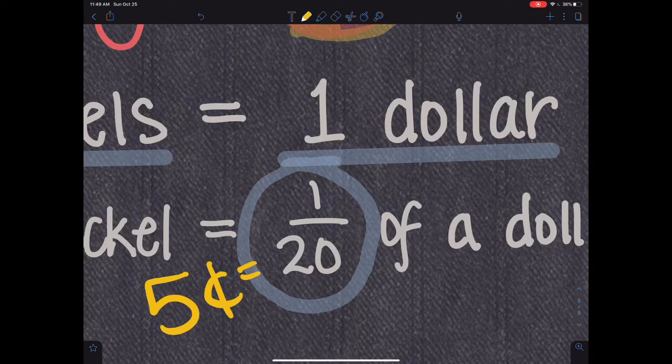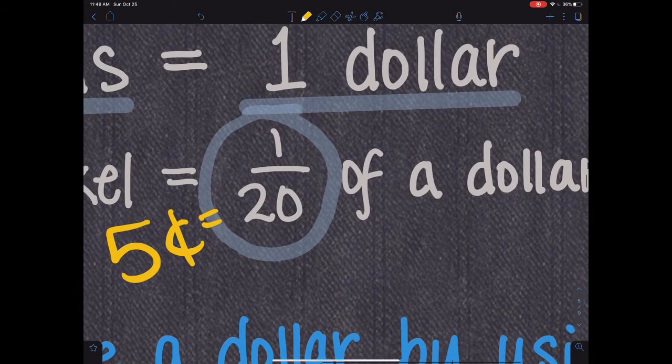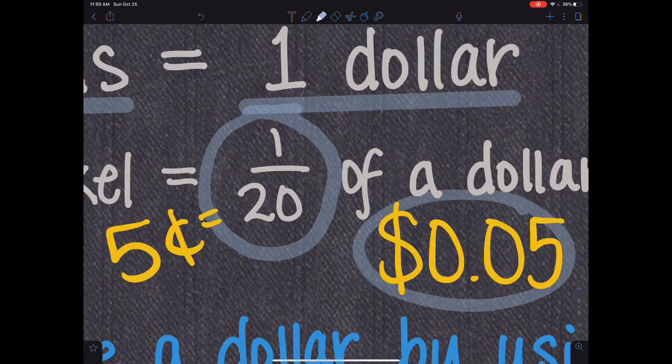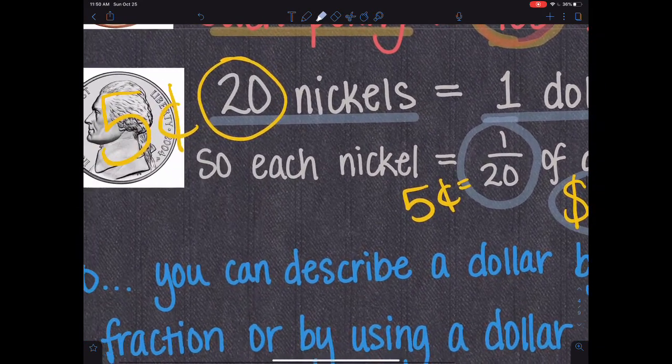So you can describe part of a dollar by using a fraction, or the other way to describe it is to use a dollar sign and a decimal point. And so we'll go over that too. But since I already told you that it's 5 cents for a nickel, the way we would do that with a dollar and a decimal sign is just like we did it in the last lesson. It would look like this right here. Okay? All right. Let's go on.